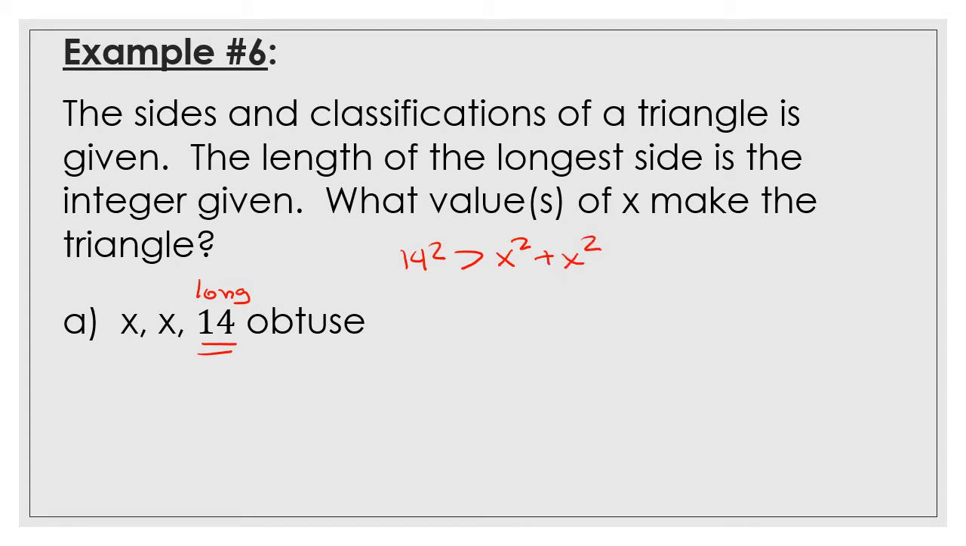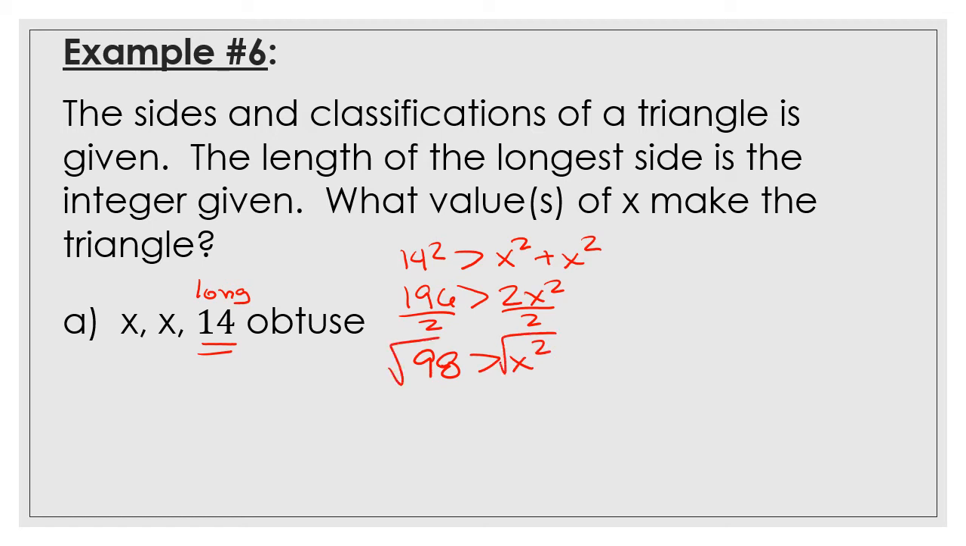Now if I do 14 squared, this is why it's important you have your perfect squares memorized through 20. x squared plus x squared is 2x squared. Divide this by 2. And 196 divided by 2, if I remember correctly, is 98, which is going to be greater than x squared.